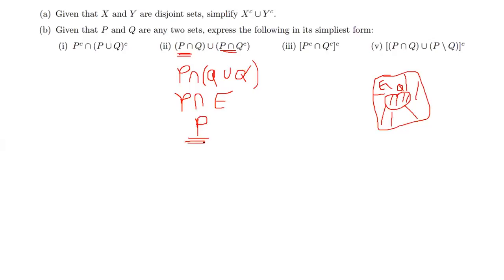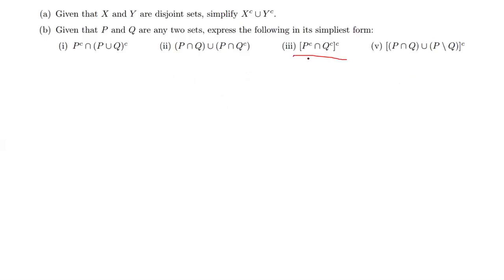Let's proceed. Let me do even the third one here. This one is straightforward because what you're just required to do here is to distribute the complement. When you distribute this complement to everything in the brackets, instead of having P complement, you just have P there. And then the sign will change to union, and the complements cancel, meaning I'm going to remain with Q there. This is the simple form of this question.